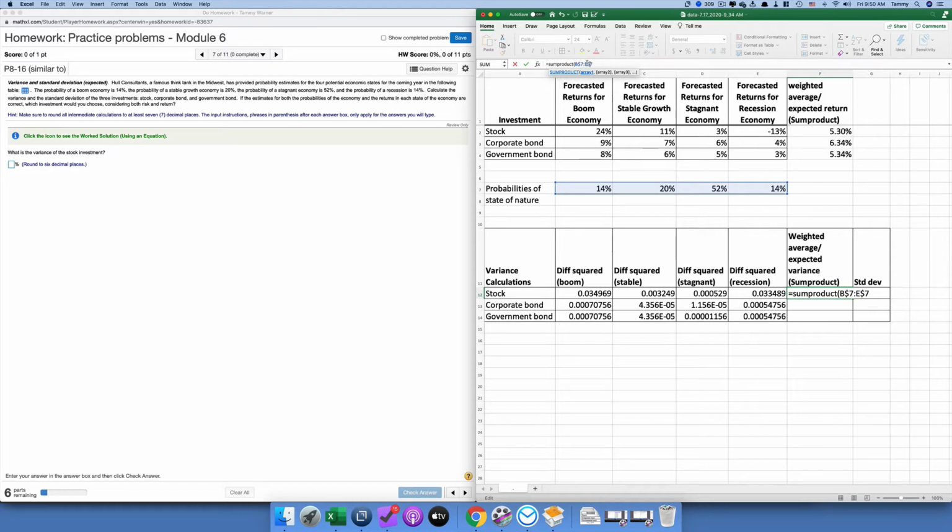So we're going to take the sum product of the probabilities and the different squares that we have calculated. Okay, there's that. And I think we can copy that down. Again, whenever you're dragging and dropping, you want to verify that it's all picking up properly.